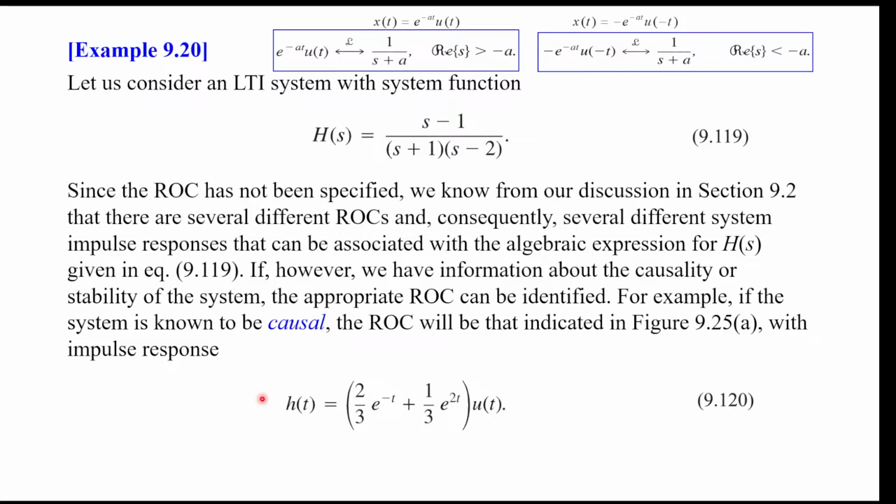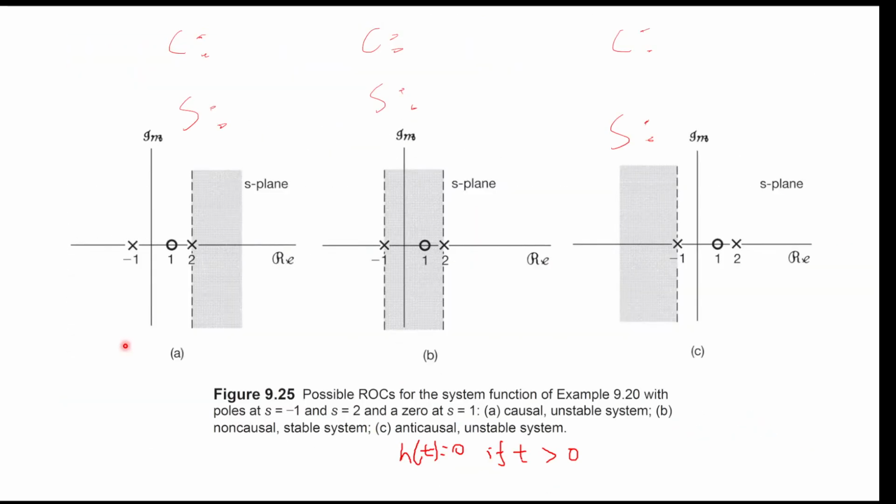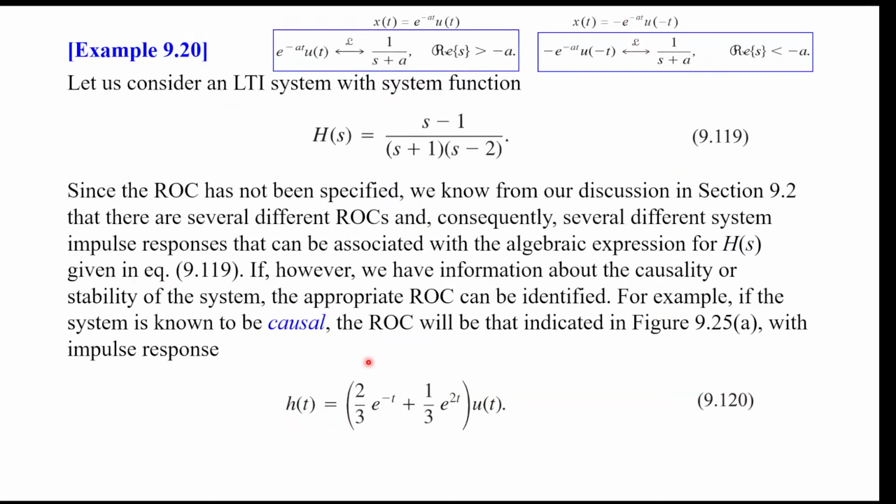And then, is this system stable? From the ROC analysis, we see that the ROC doesn't include the jω axis, so this should not be stable. And from the impulse response here, we also see that it is not absolutely integrable, because you have this e to the 2t term. E to the 2t is an exponentially growing term, and obviously this is not absolutely integrable. You integrate it, you go to infinity. So this is not a stable system.